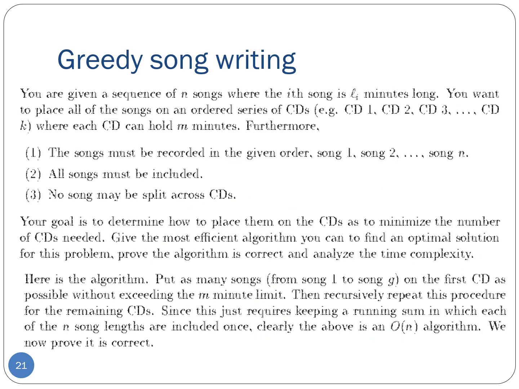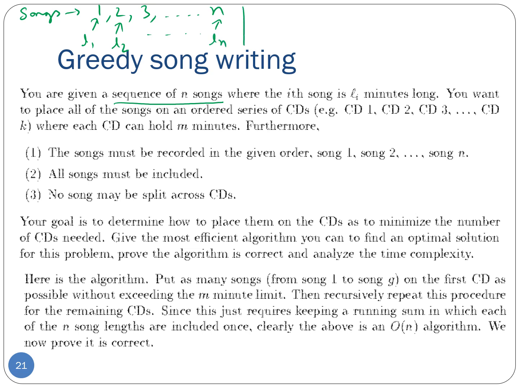So in this problem you are given a sequence of n songs. So let's assume that your songs are song 1, 2, 3 and so on up to n songs. Each song has a length. So for example, song 1 is L1 minutes long, song 2 is L2 minutes long, and so on up to song n is Ln minutes long.